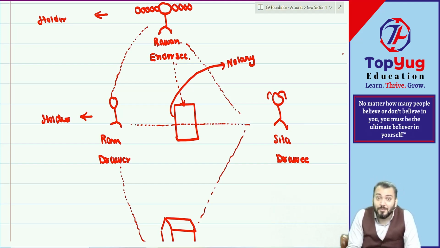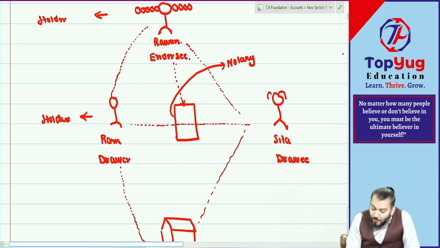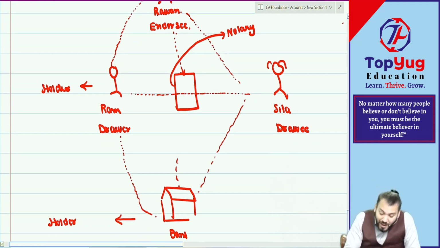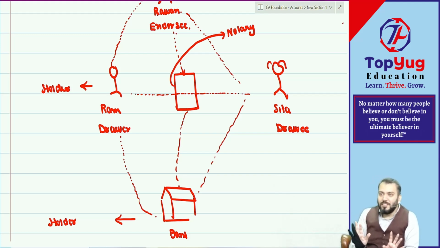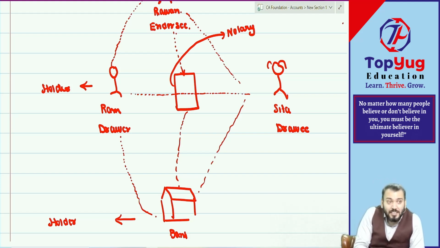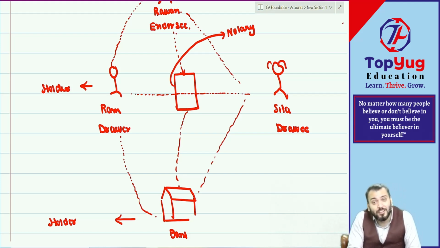Similarly, the bank will not go directly. Ram will inform the bank to go via what? Notary. Understood this point? It means in the case where the bill is held by Ram, Ram goes to Sita not directly but via what? Notary. Similarly, if the bill is held by Ravan, Ravan is not going directly. Ravan is going to Sita via notary.